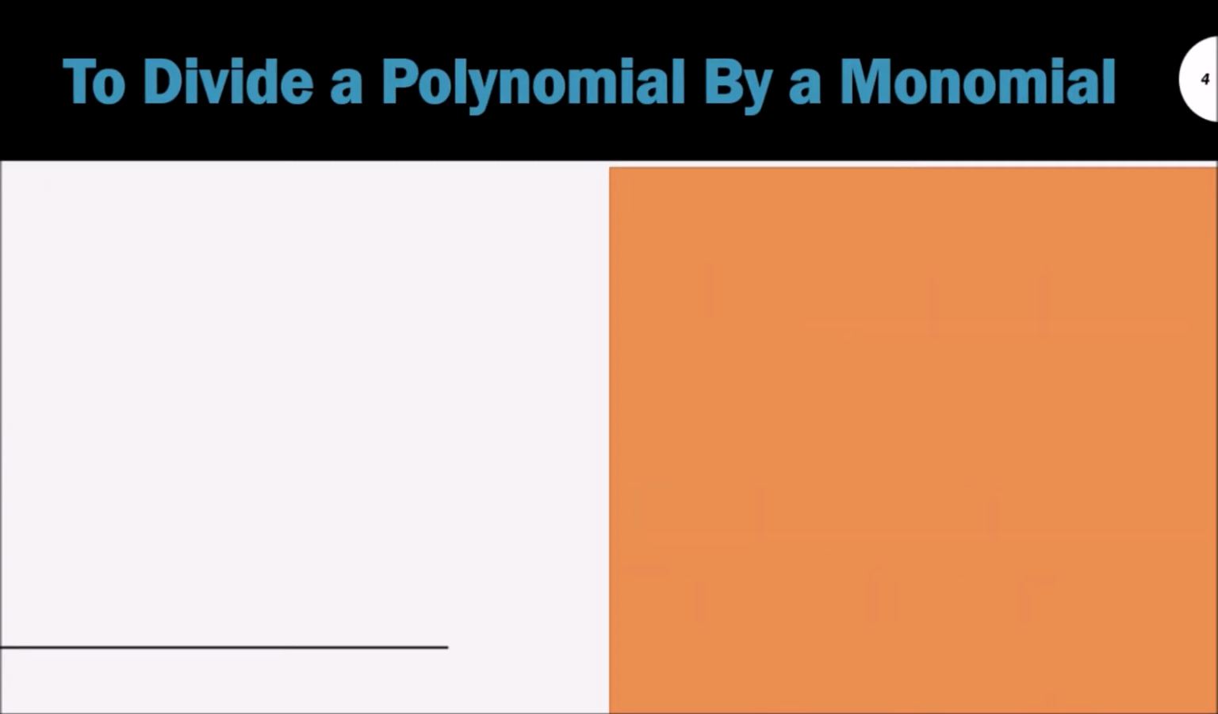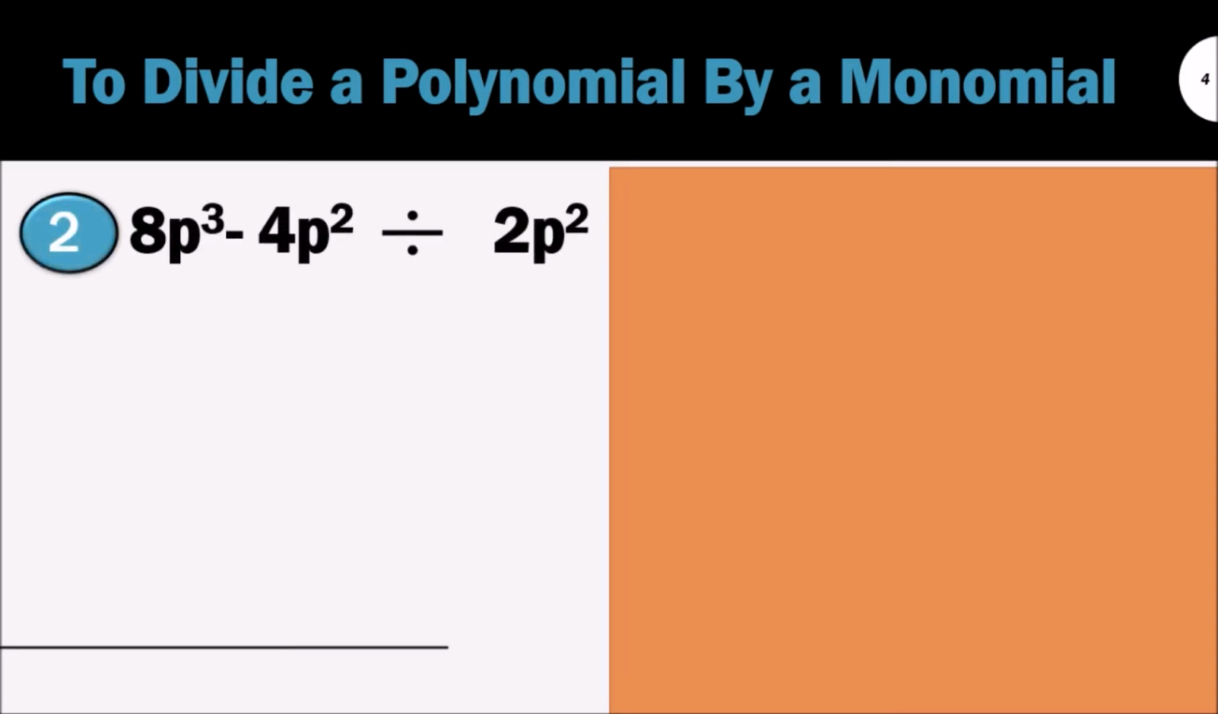0. Next, how to divide a polynomial by a monomial. Example number 2, 8p cube minus 4p square divided by 2p square. Again, in this, 8p cube minus 4p square is the dividend which we are going to break, and the divisor is 2p square. Let us take first in multiplication form.